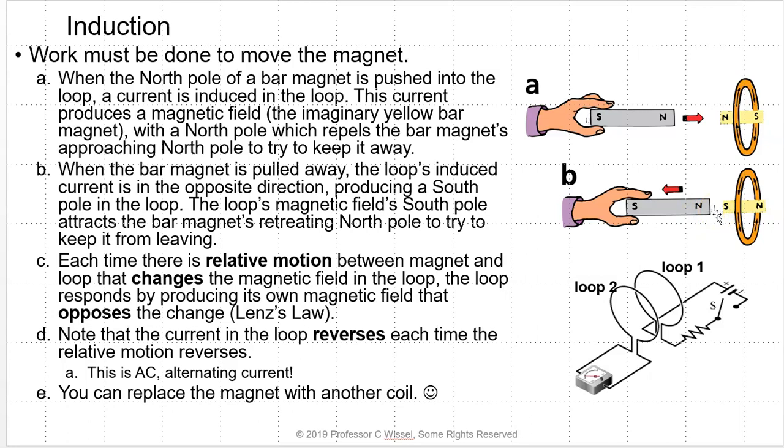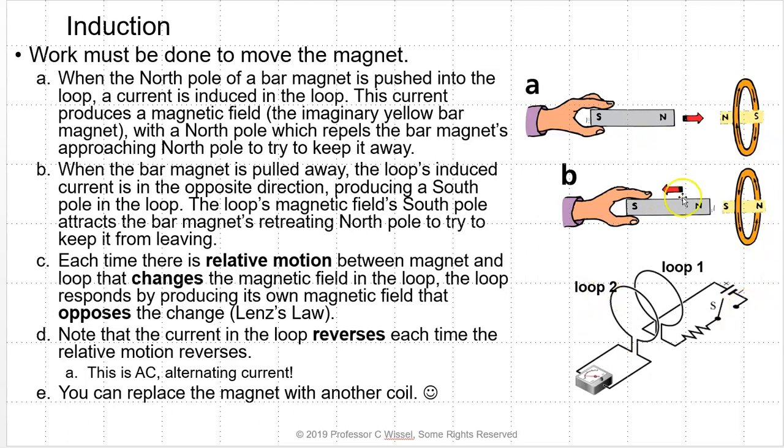Each time there's relative motion between the magnet and the loop that changes the magnetic field in the loop, the loop responds by producing its own magnetic field that opposes the change. That's Lenz's law. Note that the current reverses each time the relative motion reverses. This is alternating current, AC.